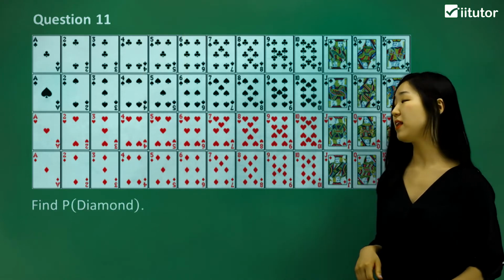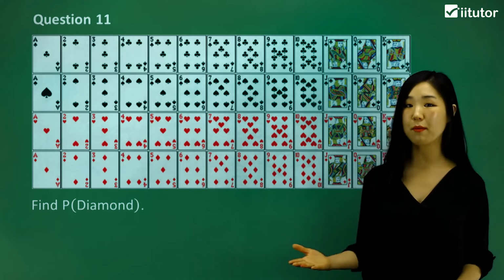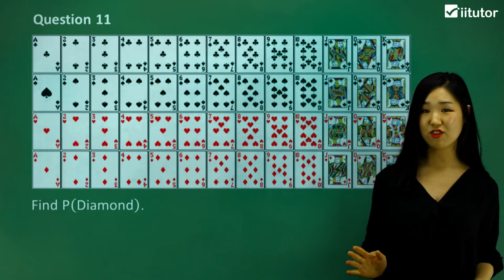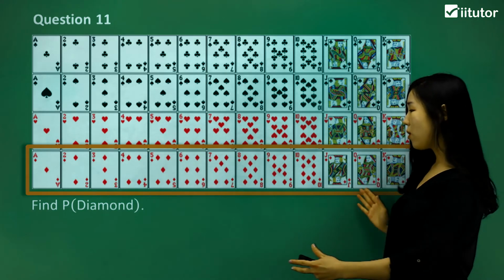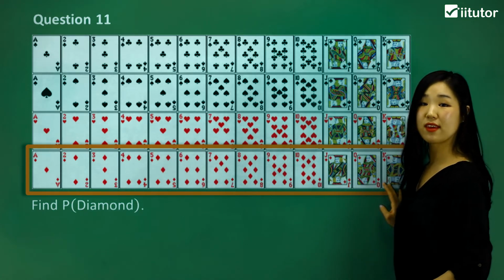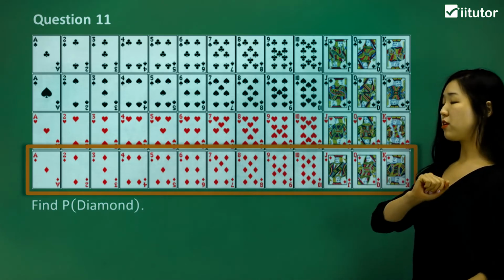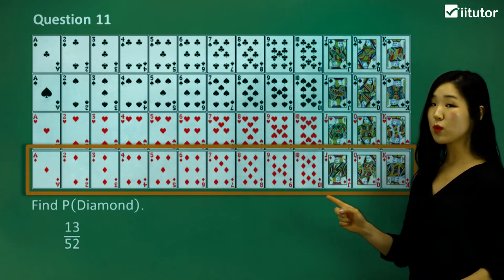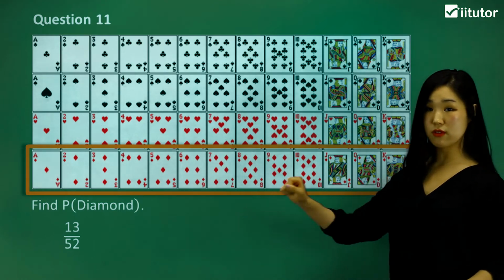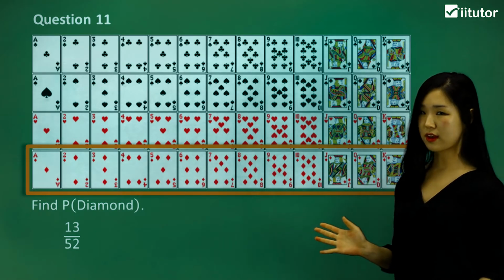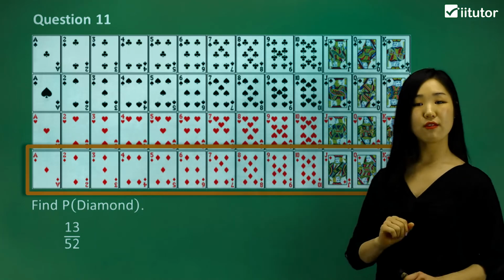So if you look at the next one, this time it says find the probability of a diamond. Now diamond is one of the suits, the shapes, isn't it? So all of this whole lot is diamonds, yeah? So if you count them up, you'll see that there's 13. And because we're looking for probability, don't forget to put it over 52. Make sure you don't just say 13. So it's 13 out of 52.